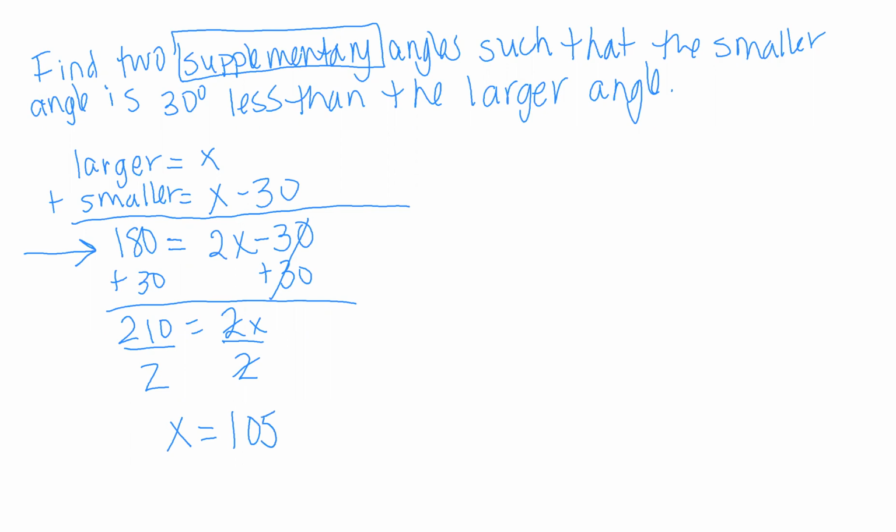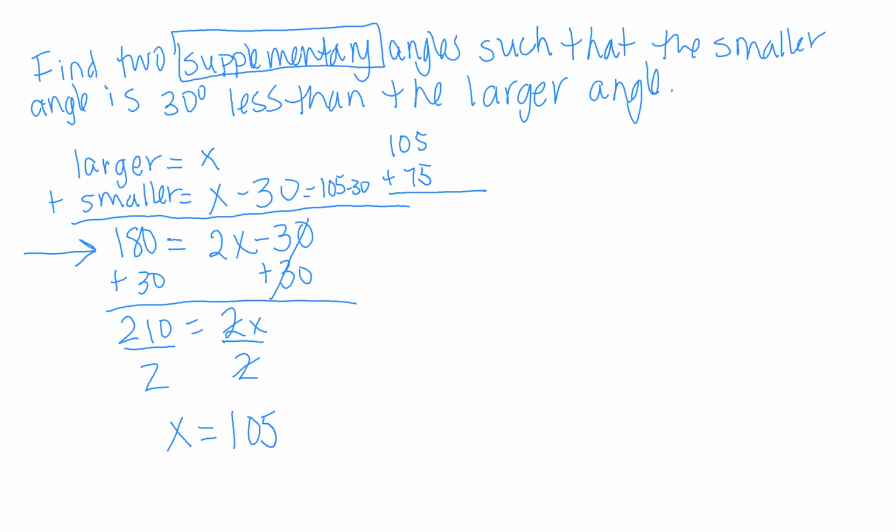Now, we're not done. We have to go back and answer the question that's being asked. The question tells us to find two supplementary angles. At this point, we just have one angle. And the angle that we have right now is the larger angle, which is x. Now, the smaller angle we knew was x, which is 105, but we want to subtract 30. So 105 minus 30 is 75.